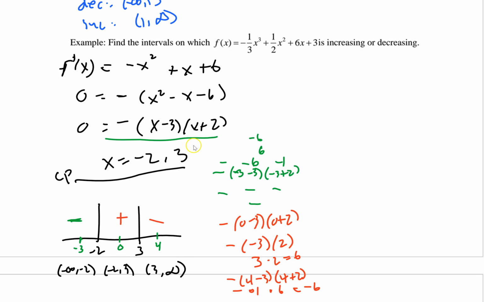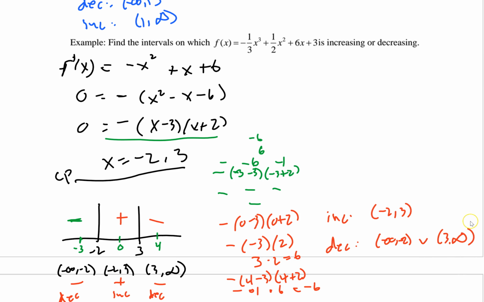Right, so based on this, I'm negative, I'm decreasing from here to here. I'm increasing from here to here. And I'm decreasing from here to here. Now, increasing from -2 to 3. I have 2 decreasing, so I'm going to use a little union: -infinity to -2, union 3 to infinity.